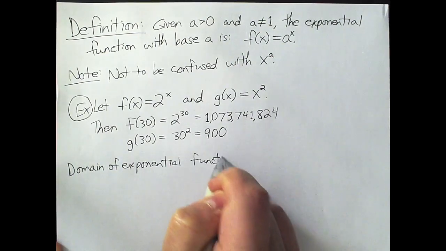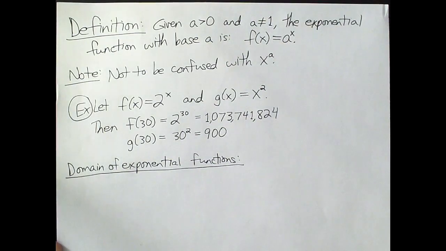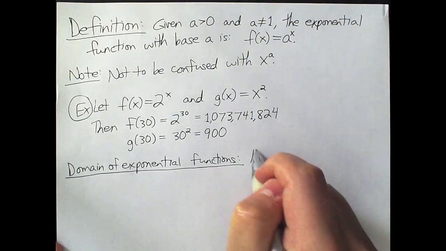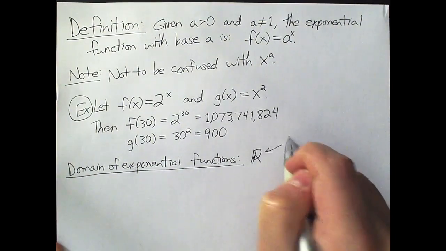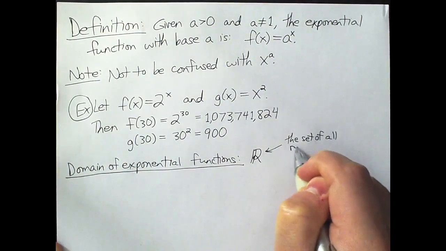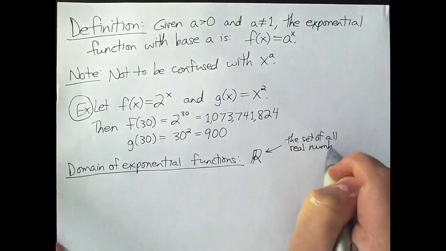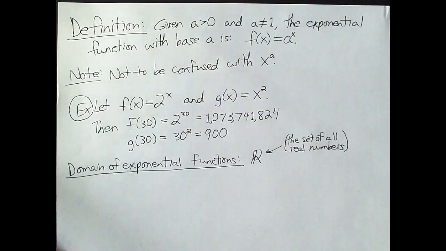Domain of exponential functions. I'm going to tell it to you for now, and if we have time later, we might come back and discuss this a little bit more, but it's actually the set of all real numbers. Fancy looking R means the set of all real numbers, meaning that we could put in any value of x we want. If you have a to the x, x could be negative, x could be 0, x could be positive, anything you want.